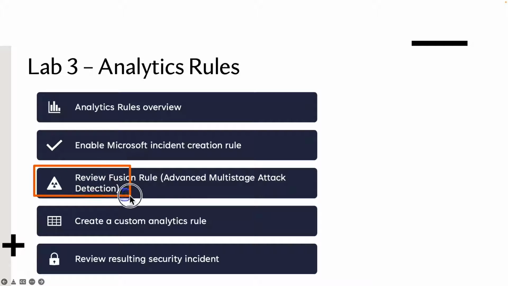In the next exercise, we're going to review the Fusion rule, which is advanced multi-stage attack detection. So this Fusion rule is a unique kind of detection rule. With Fusion rule, Microsoft Sentinel can automatically detect multi-stage attacks by identifying combinations of anomalous behaviors and suspicious activities that are observed at various stages of the kill chain. So let's go and do that.